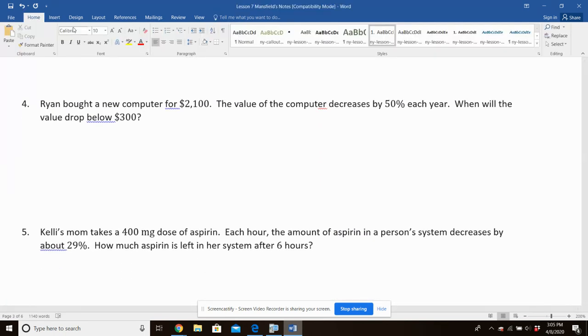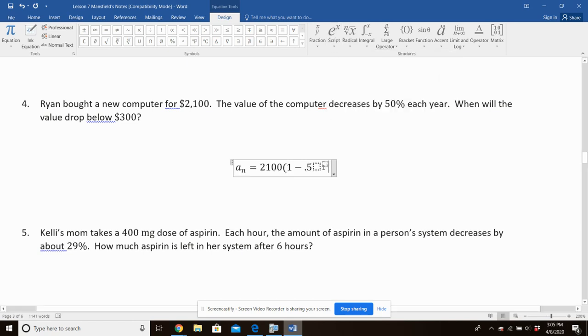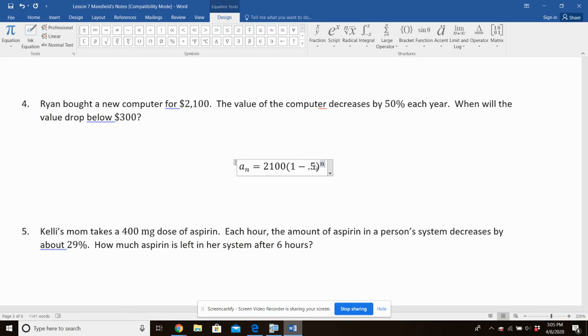Alrighty. Ryan bought a new computer for $2,100. The value of the computer decreases by 50% each year. When will it drop below 300? All right, let's first write us an equation. So the initial amount was $2,100, 1 minus the amount it's losing, 50%. And then again, because I'm using the initial amount, I'm going to raise it to the power of x, t, n, whatever it is you like.